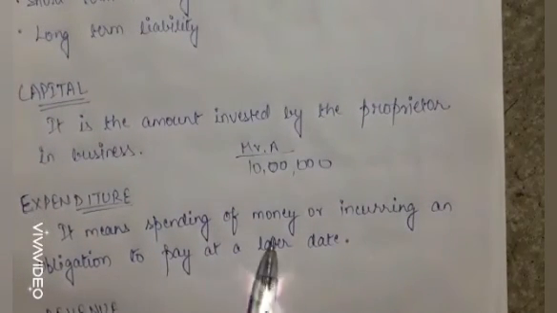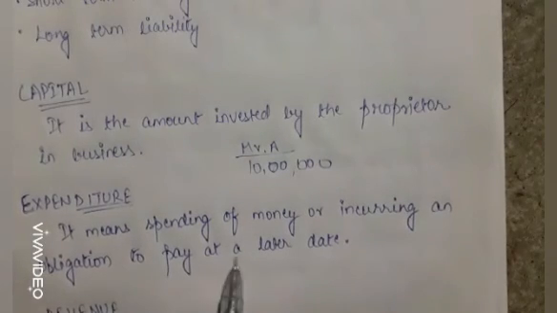The next thing that we have is expenditure. Expenditure means the spending of money or incurring an obligation to pay at a later date. Why is an expenditure incurred? Because of course we are getting some benefit for it. Suppose you are paying salary or wages. Why are we paying them? Because we have got the benefits from it, we have used the services of the employees, and so for that we need to pay them.